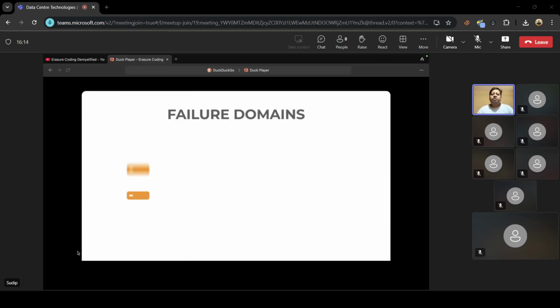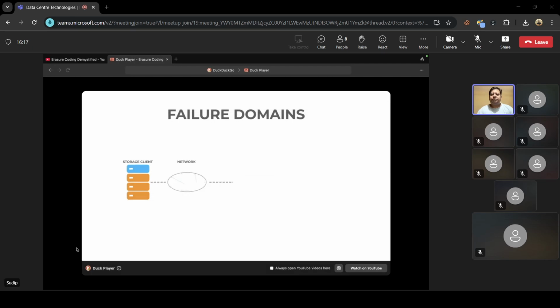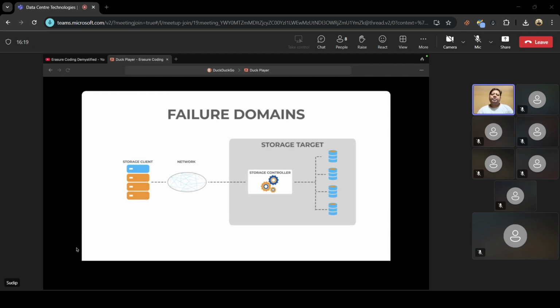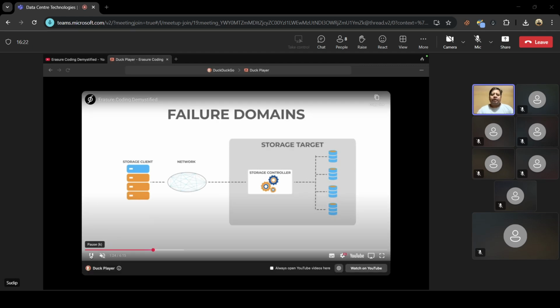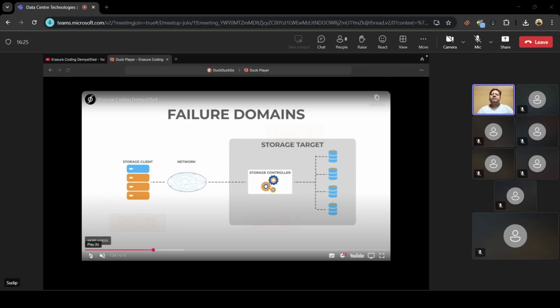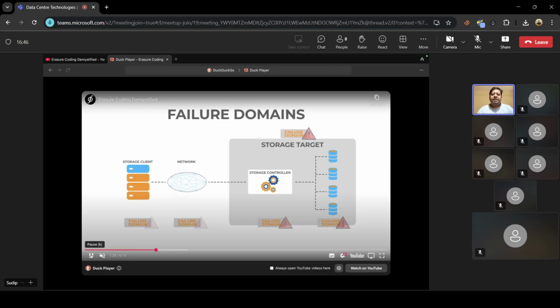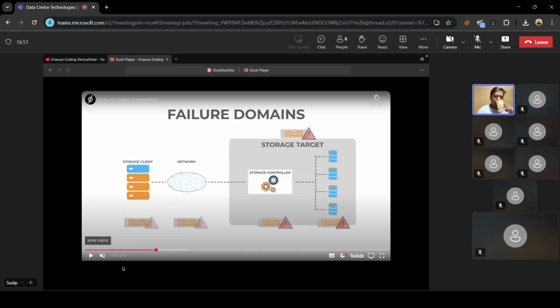Now because of all these issues, newer technologies are coming into the picture. When we talk about a data center, these are the three components that we have seen. We have the server or the host on the left hand side, then we have the network, and then we have the storage. The storage has controllers, and then we have the disks or the SSDs. As we understood yesterday, each component in the data center can actually fail.